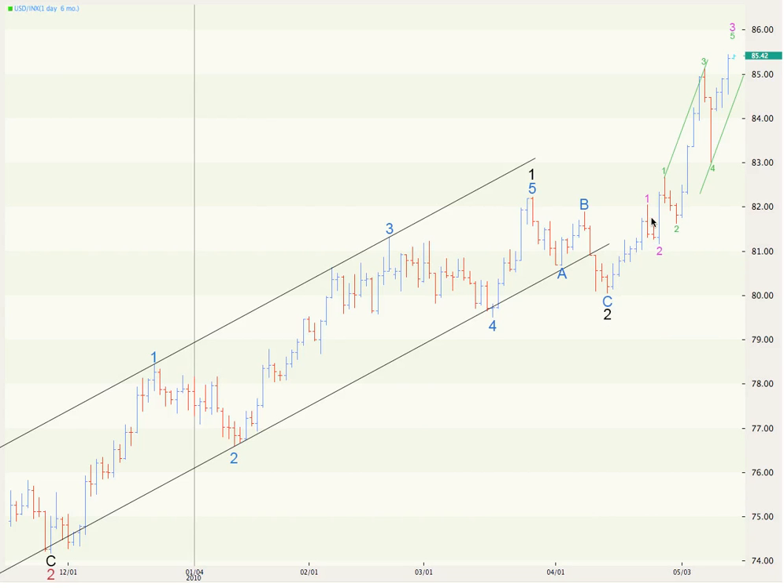We probably have a 1, 2, and then within 3, 1, 2, 3, 4, 5, still working on this 5, and still probably got a little bit further to go, looking at the breakdown of yesterday's upside momentum.